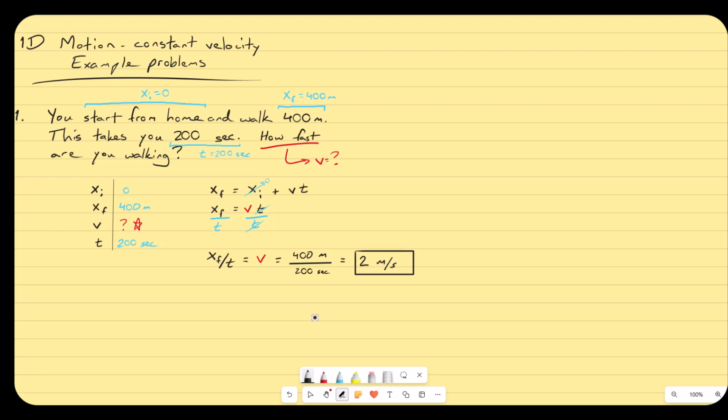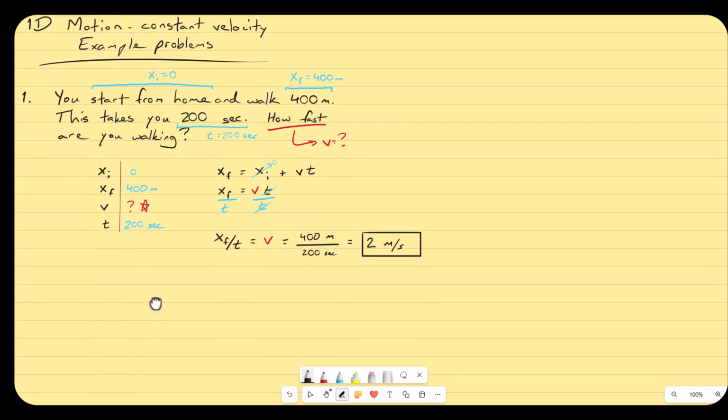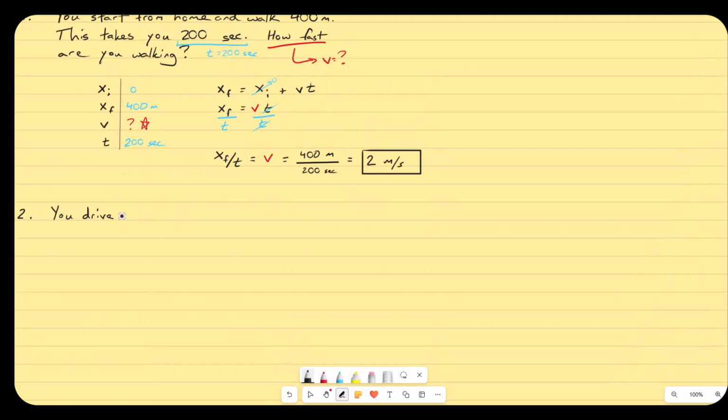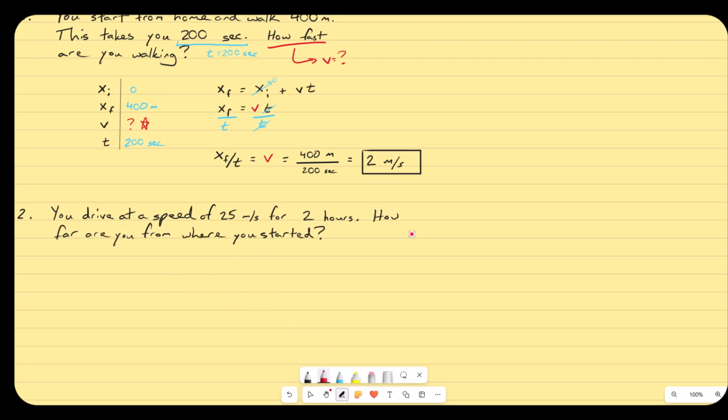Let's try something a little tougher. Second problem. You drive at a speed of 25 miles an hour. We're going to do that for 2 hours. How far are you from where you started? I'll write it down. Okay, we are looking for how far are you? How far from where you started? It looks like we are looking for x final.